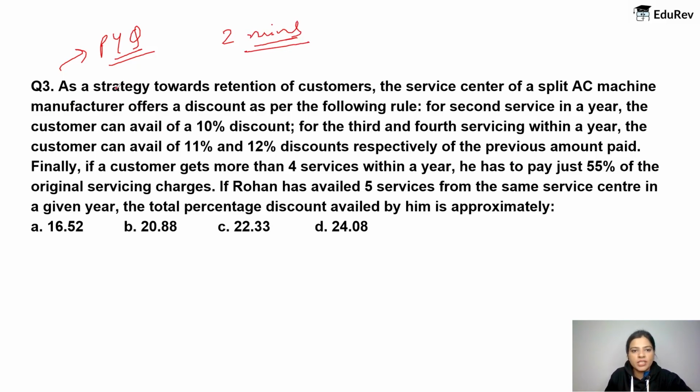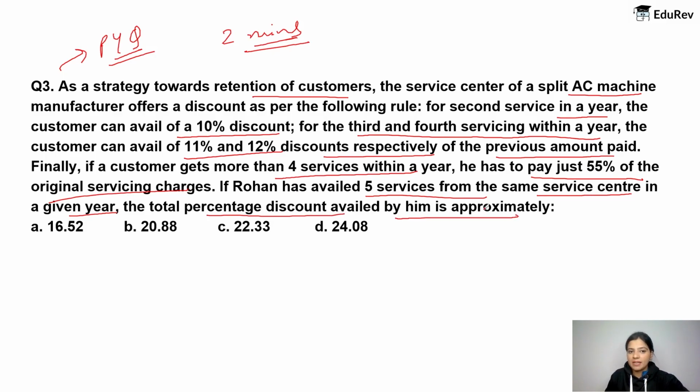Okay, so let's read the question. Question says, as a strategy towards retention of customers, the service center of a split AC machine manufacturer offers a discount as per the following rules. For second service in a year, the customer can avail of a 10% discount. For third and fourth servicing within a year, the customer can avail of 11% and 12% discounts respectively on the previous amount paid. Finally, if a customer gets more than 4 services within a year, he has to pay just 55% of the original servicing charges. If Rohan has availed 5 services from the same service center in a given year, the total percentage discount availed by him is approximately.